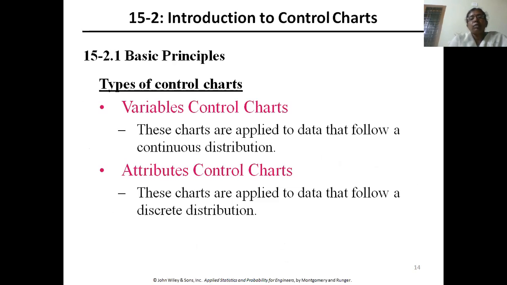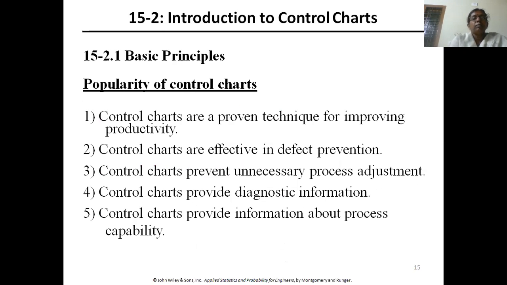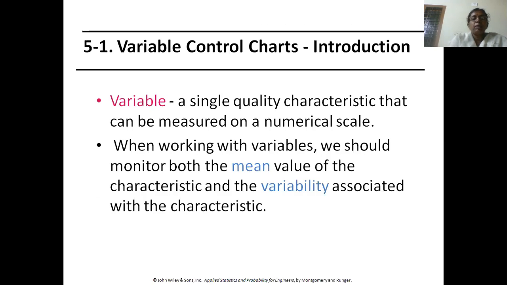So you have 2 types of control charts: variable control charts and attribute control charts. Variable control charts are applied to data that follow a continuous distribution. Attribute control charts are applied to data that follow a discrete distribution. Control charts are very popular because they are a proven technique for improving productivity. They are effective in defect prevention. Control charts prevent unnecessary process adjustment. They provide diagnostic information, and they provide information about process capability.